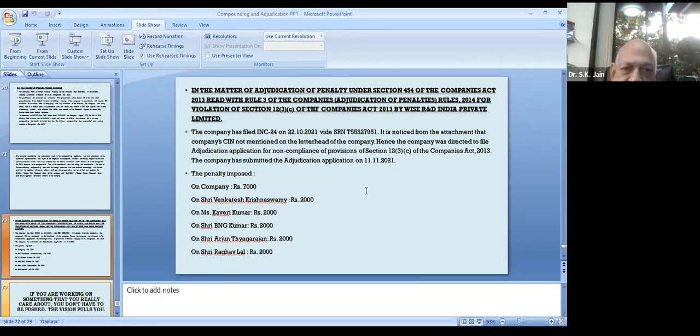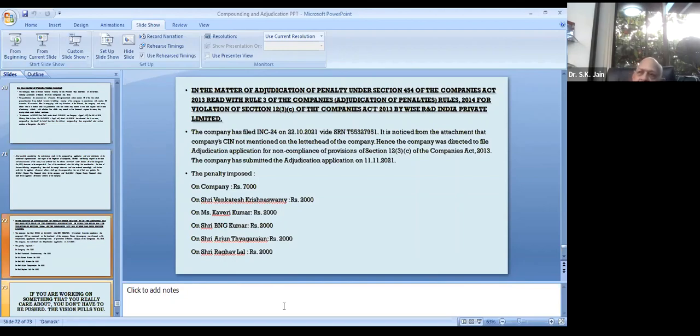Hence, the company was directed to file an adjudicating officer application for non-compliance of the provisions of Section 12(3)(c) of the Companies Act. Penalty imposed on the company was 7,000 only because the company had not mentioned its CIN on the letterhead. So the company has been imposed a fine of 7,000 and the directors have been imposed a penalty of 5,000 each. So, a total of 17,000 penalty has been imposed.